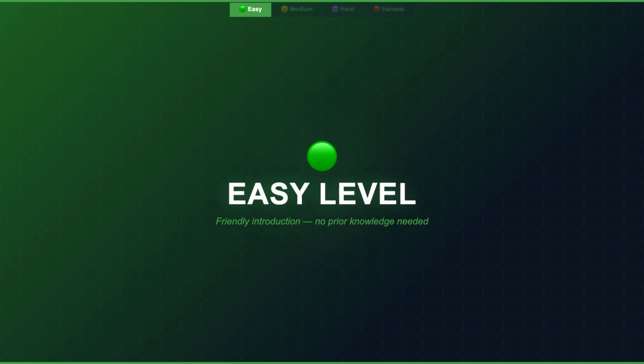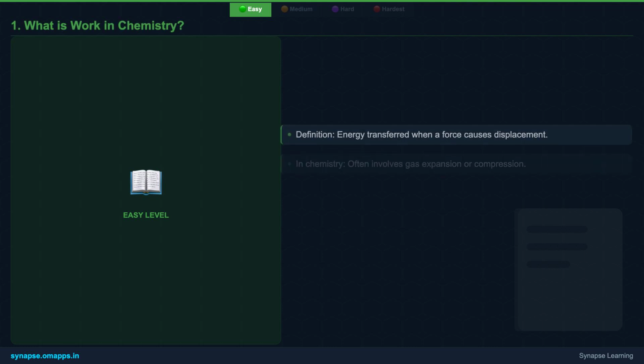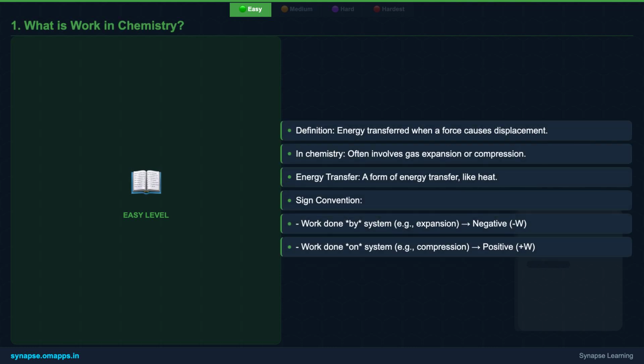Let's kick off with the fundamental concept of what work truly means in the realm of chemistry. We'll begin by defining work in a thermodynamic context. Work, symbolized as W, is simply the energy transferred when a force causes a displacement. Think of it like pushing a box. You're doing work. In chemistry, this often involves a gas expanding or compressing.